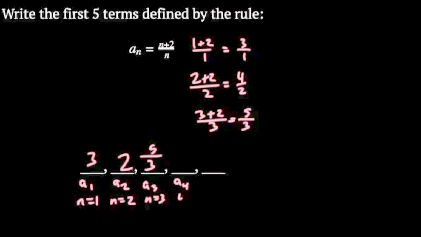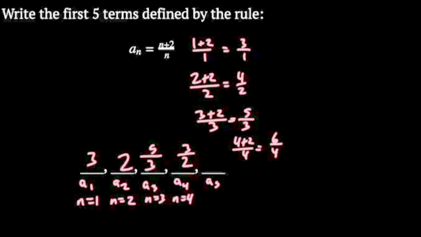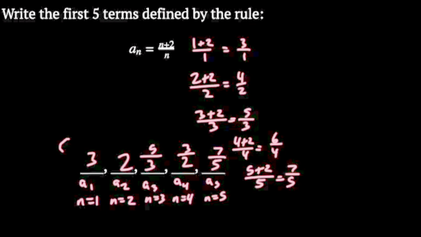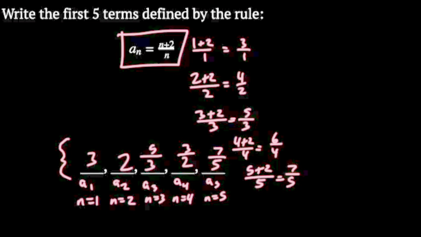For a sub 4, that's the fourth term, where n equals 4, I'll plug in 4. So 4 plus 2 over 4, that would be 6 over 4, which could simplify to be 3 over 2. And we just got one more, a sub 5, where n equals 5, the fifth term. So 5 plus 2 over 5 equals 7 over 5, and I'll leave that as 7/5. So the sequence does follow a pattern. It's pretty easily represented by this explicit formula, a sub n equals n plus 2 over n.